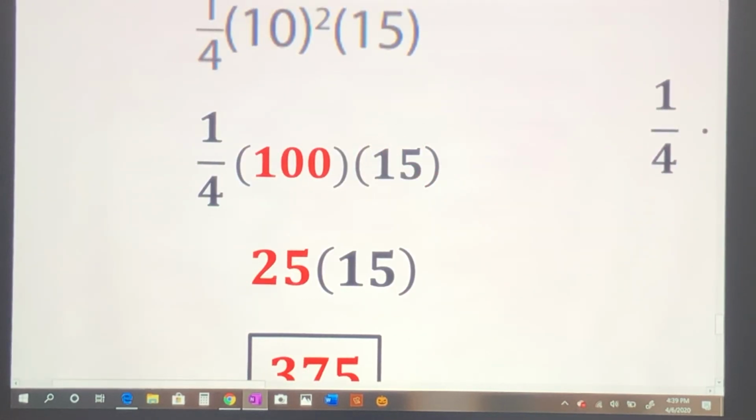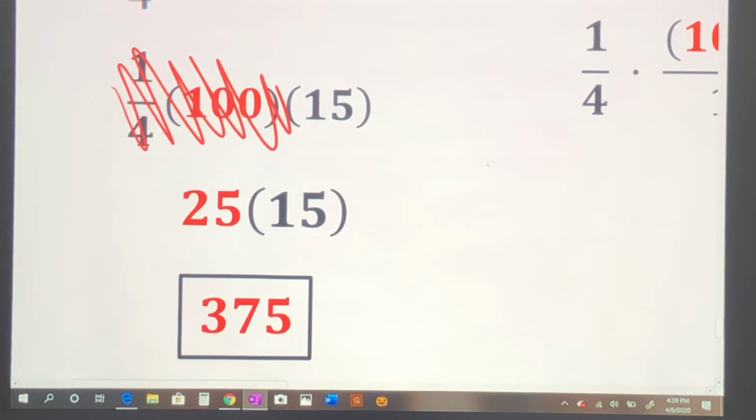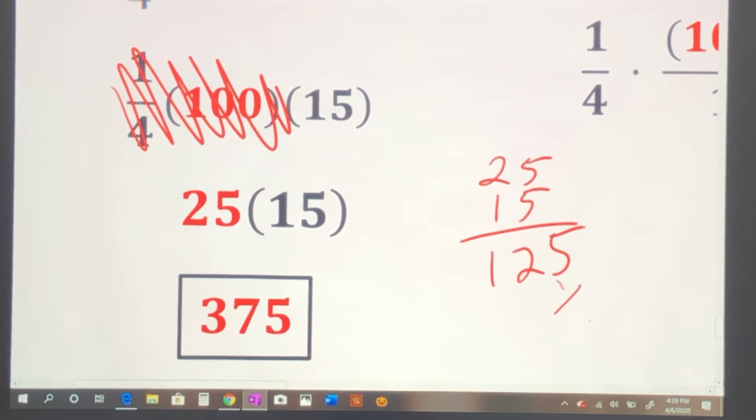Okay, so now I did a fourth of 100, which is 25. That part's gone. And I do 25 times 15. You just got to do the math. 25 times 15. 5 quarters is $1.25. There's your placeholder. 1 times 25. 5, 7, 3, 375. All right.